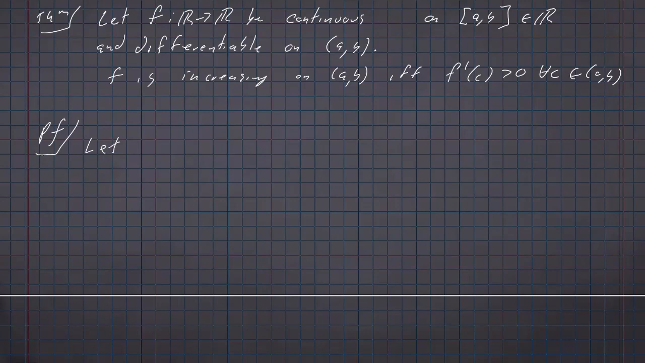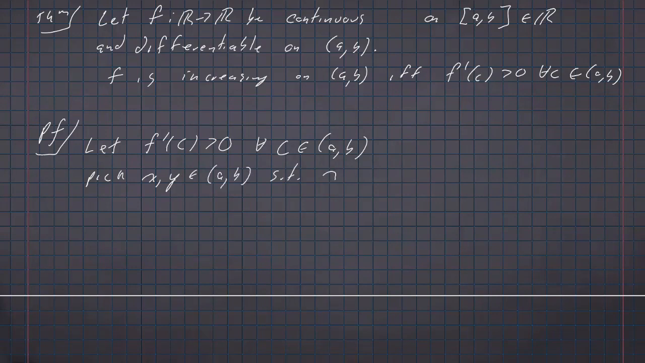by taking an open interval from a to b, so that f prime of c is greater than 0 for all c in (a, b). Let's try to stay consistent with things. And let's pick x and y in (a, b) such that x is less than y.